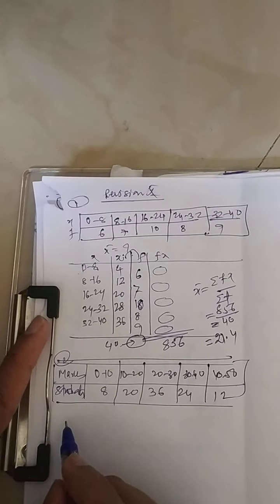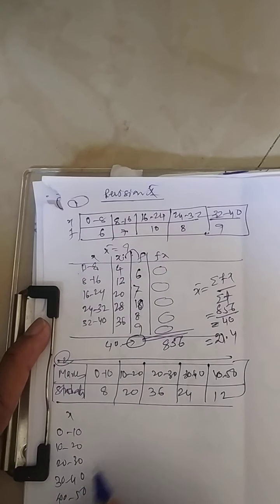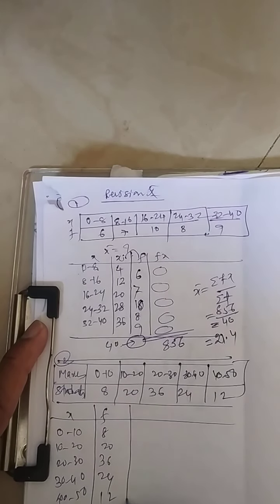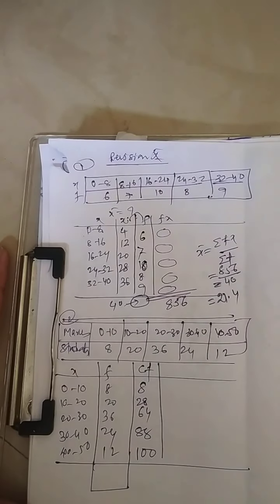If you remember, you are writing like this. It will be 0 to 10, then 10 to 20, 20 to 30, 30 to 40, and 40 to 50. Then the frequency column is nothing but 8, 20, 36, 24 and 12. What was the next approach? What are you doing? Do you remember? Yes, it is cumulative frequency.